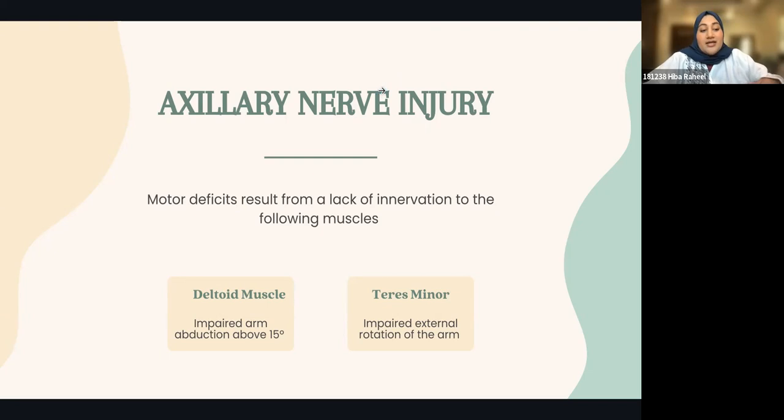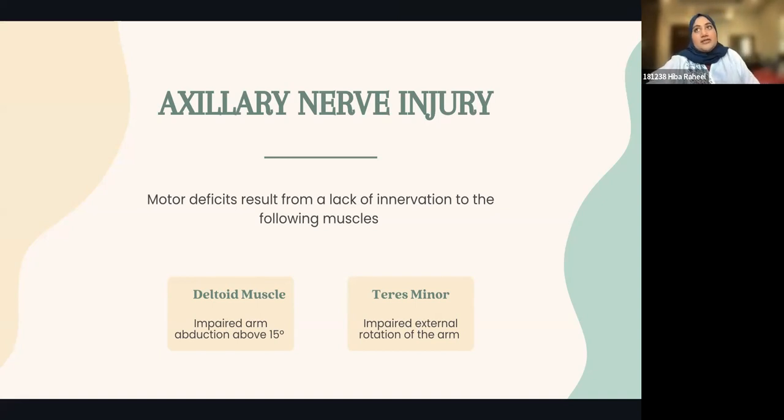So the supraspinatus muscle initiates the abduction, and then the deltoid muscle takes your arm from 15 degrees to 120 degrees. And then from 120 degrees to 180, that is the responsibility of your trapezius muscle. So again, you can understand that abduction would not be absent in axillary nerve injury. Instead, it would be impaired. It would be reduced. The patient will not be able to take their arm from 15 degrees to 120.